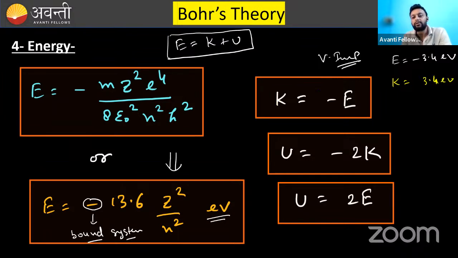Can you see this? That kinetic energy is equals to total energy, but with negative sign. Next relation is potential energy is equals to 2 times of kinetic energy with negative sign again. Potential energy is what? 2 times of kinetic energy. And next is potential energy is 2 times of total energy. You should remember these relations.